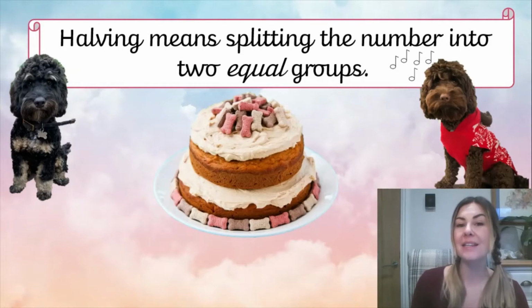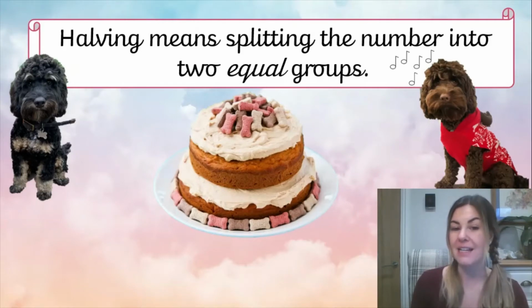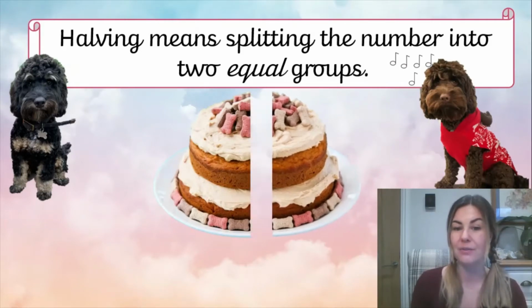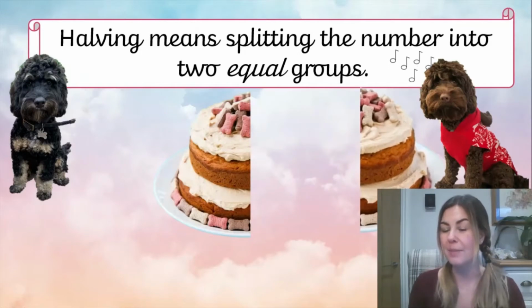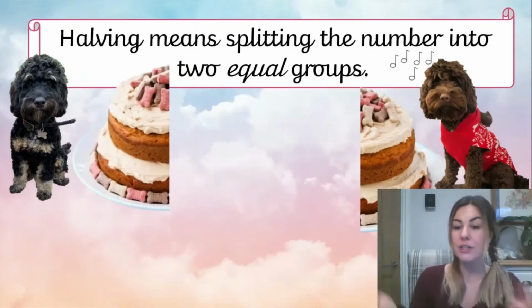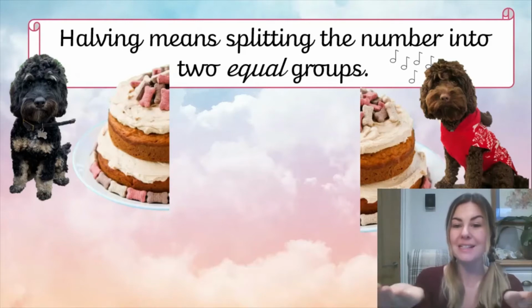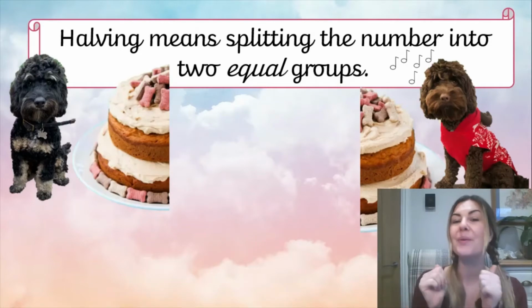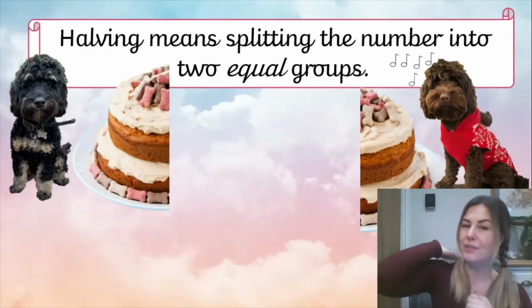And to split this cake, they would need to split it down the middle in half. 1 piece for Soji and 1 piece for Mochi. Do they have the same amount? Yes, it's equal. Equal means the same. Mochi and Soji both have the same amount each. Well done if you got that right. Give yourselves a pat on the back.